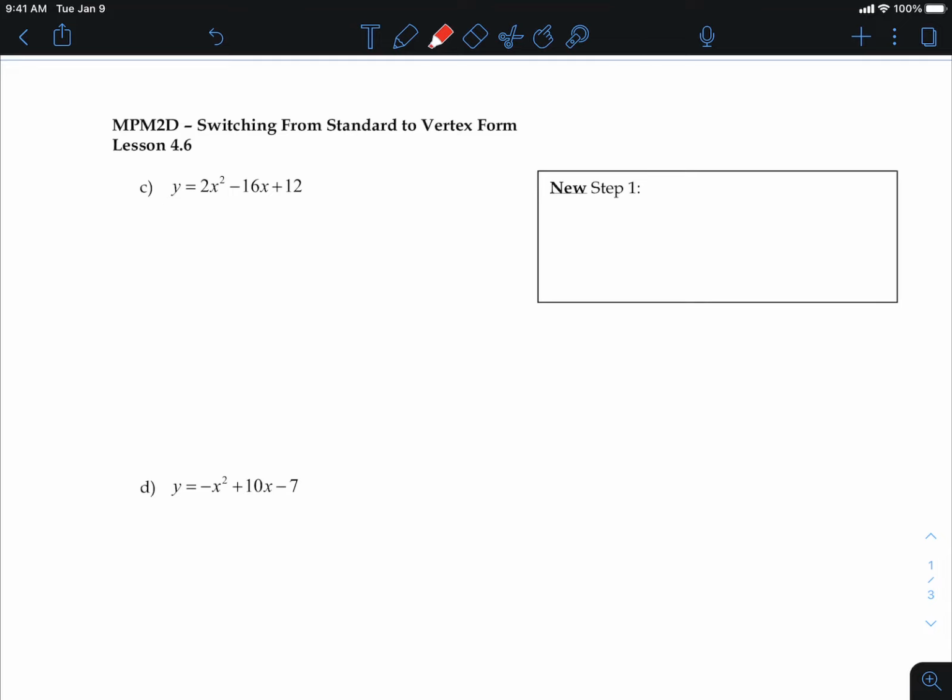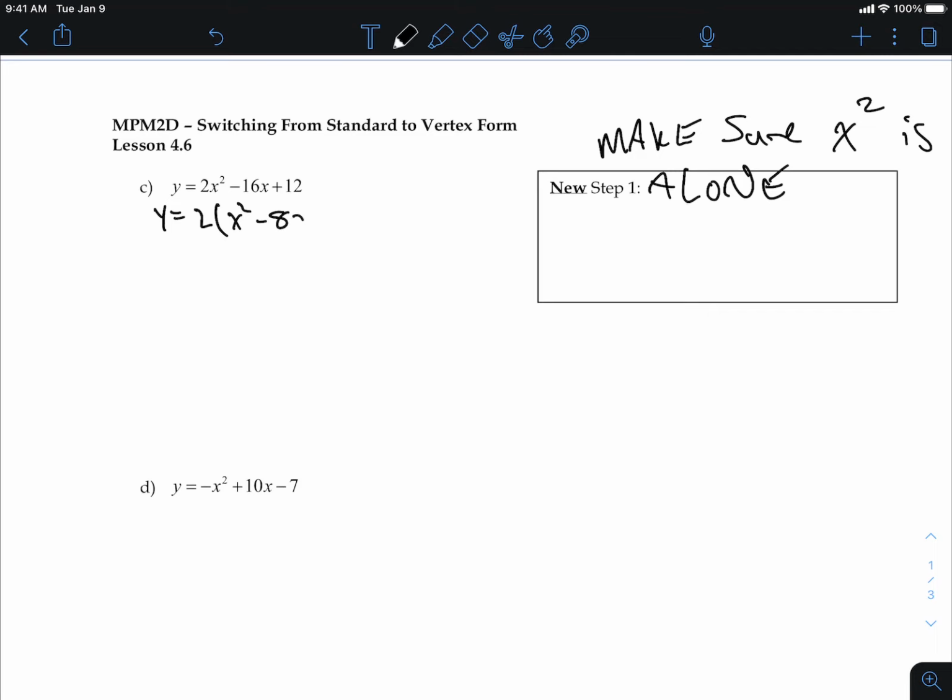But it goes back to the fundamentals of factoring. Step 1 is what? Make sure x squared is alone. I'm just emphasizing. Is it alone right now? No. What can we do? Punch the 2 in the face. Okay. And then it turns into what? The 2 is out front. And what's left? x squared minus 8x plus 6.